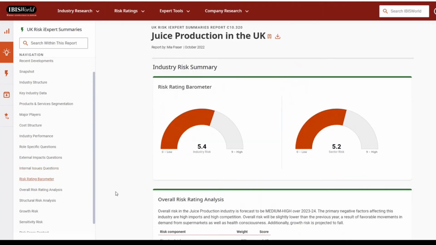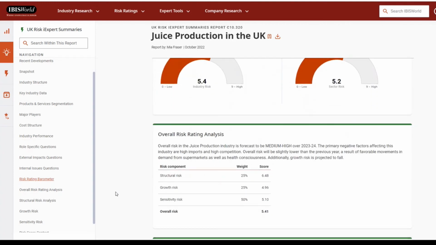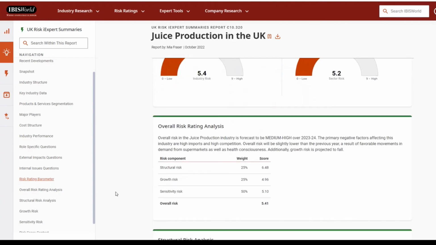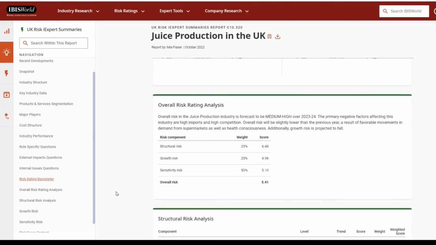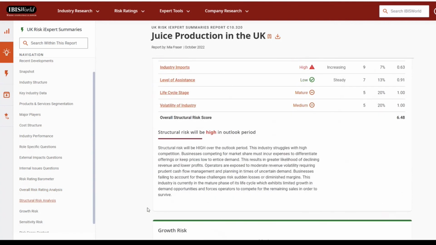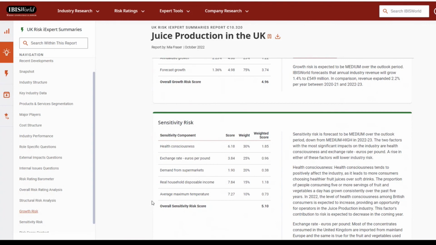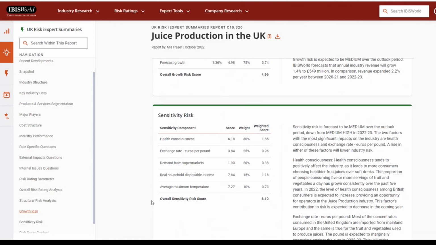IBISWorld's risk analysis offers insight on the 12 to 18-month forecast for the operational difficulties facing an industry. We consider 3 types of factors in an industry: the structural risk, growth risk, and macroeconomic risk. Before a meeting, you can quickly highlight the factors that are contributing the highest score and so the cause for most concern, with the structural risk, the growth risk, and sensitivity risk, which has the macroeconomic factors.